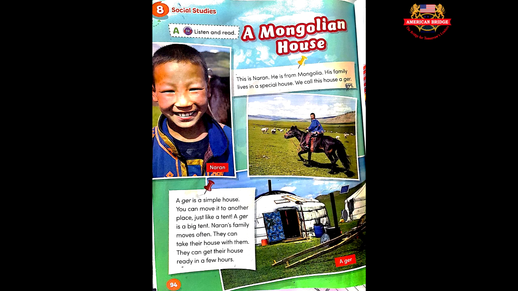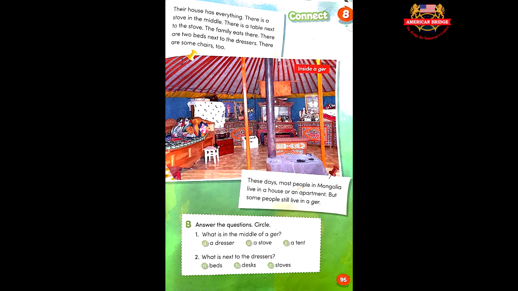A. Listen and read. A Mongolian house. This is Naran. He is from Mongolia. His family lives in a special house. We call this house a ger. A ger is a simple house. You can move it to another place just like a tent. A ger is a big tent. Naran's family moves often. They can take their house with them. They can get their house ready in a few hours.